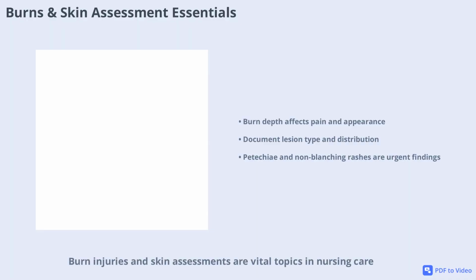Burn injuries and skin assessments are vital topics in nursing care. When evaluating burns, it's important to distinguish between different depths. Superficial burns are red and tender, partial thickness burns present with blisters and pain, while full thickness burns appear dry, pale, and are often painless due to nerve damage. For example, a patient with dry, hard, pale skin and no pain likely has a full thickness burn.